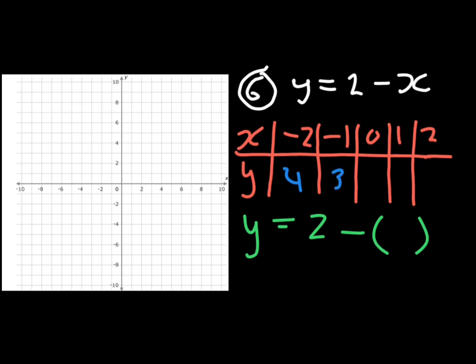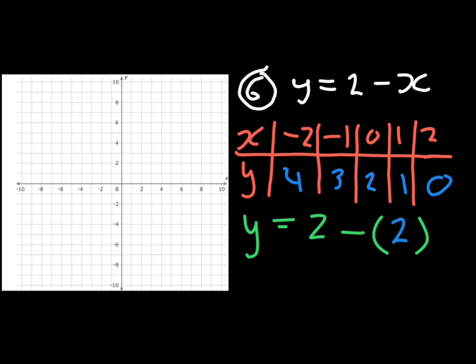Our next x value is 0. 2 minus 0 gives us 2. Next, we have x equals 1, and 2 minus 1 is simply just 1. And lastly, we have that x equals 2. So 2 minus 2 gives us a y value of 0.